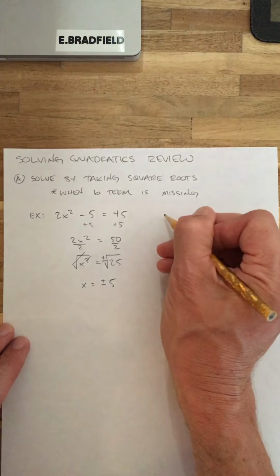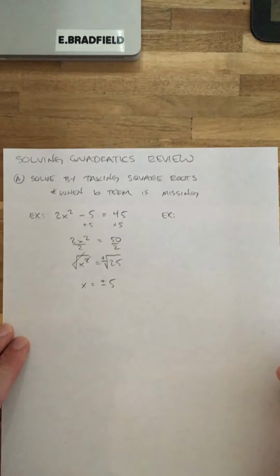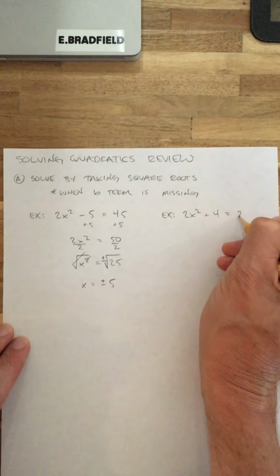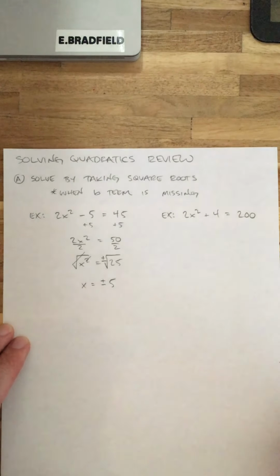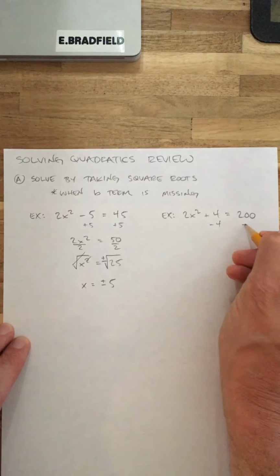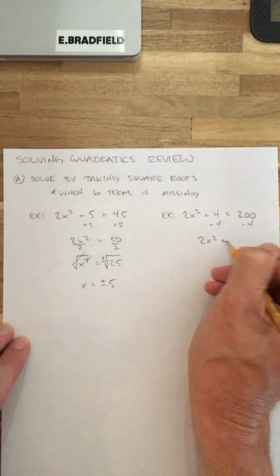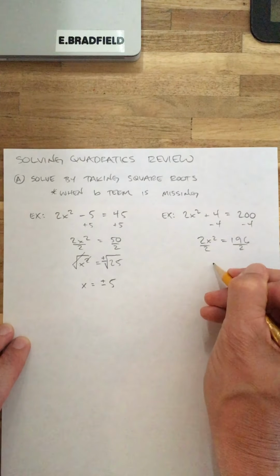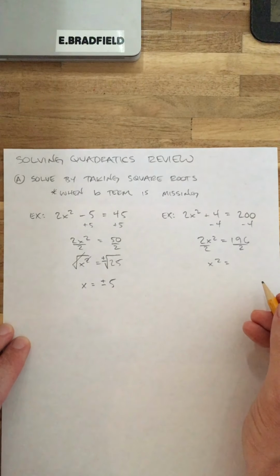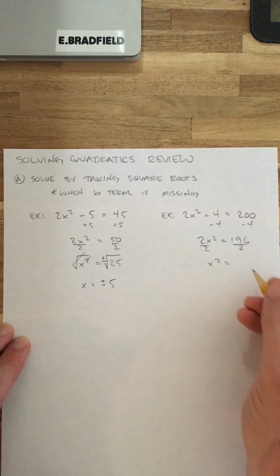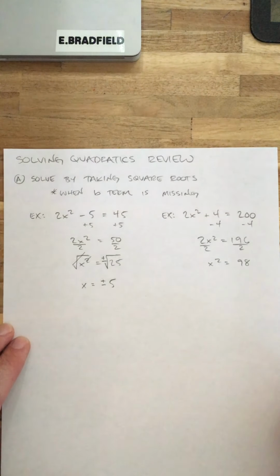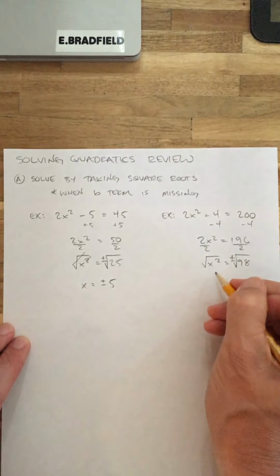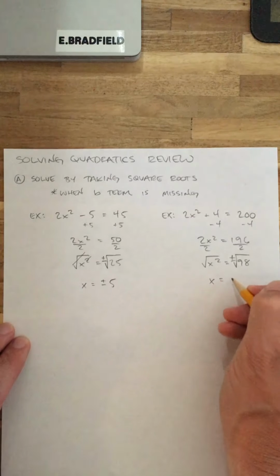All right, let's try another one. We have 2x squared plus 4 equals 200. Same thing. Subtract 4 on both sides. We get 2x squared equals 196. Now divide by 2, and x squared is equal to 98. Now we will take the square root on both sides. Don't forget your plus and minus. The square root of x squared is just x equals plus or minus.